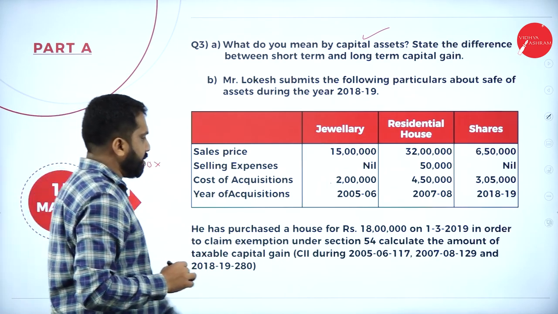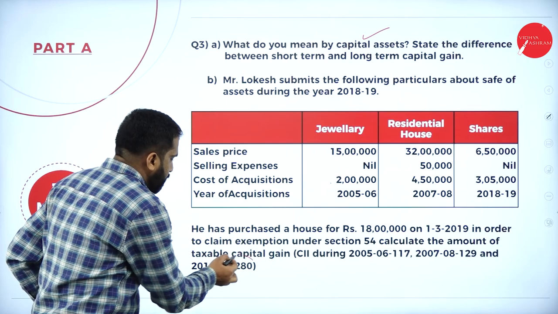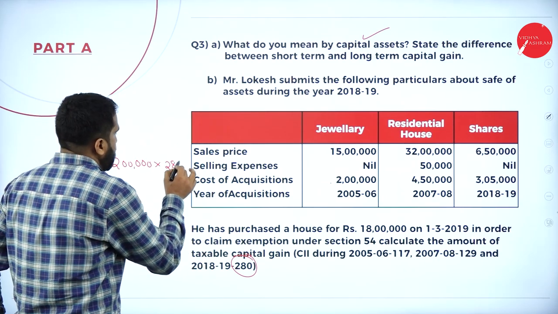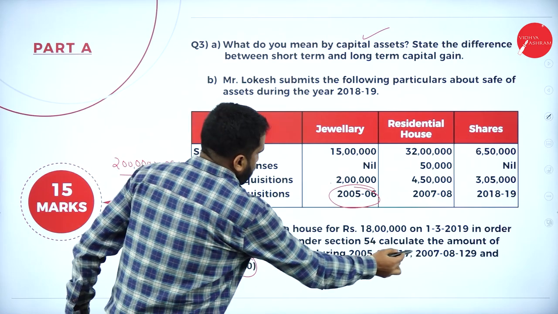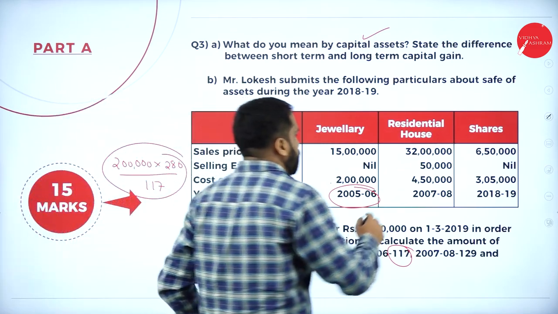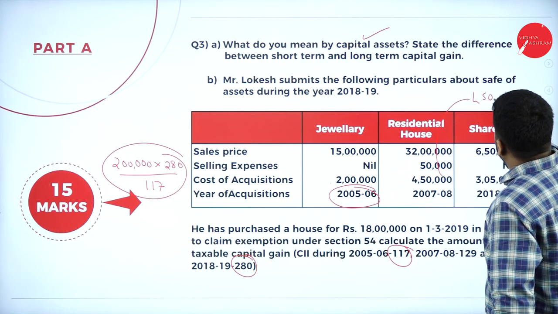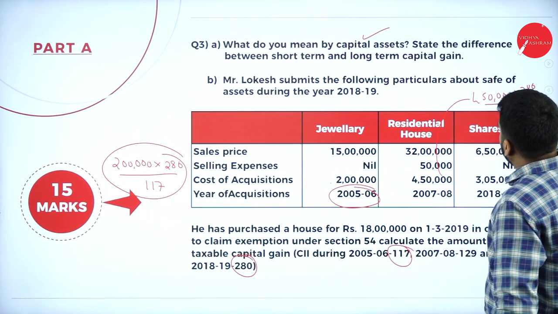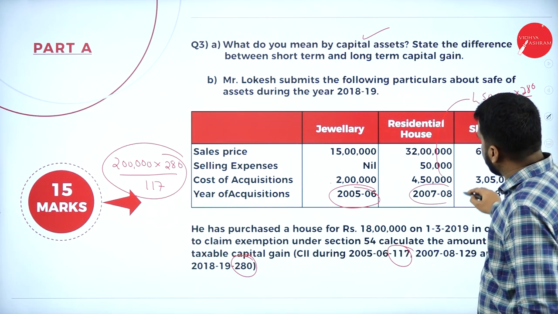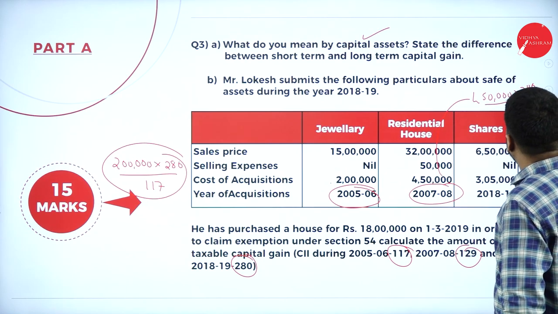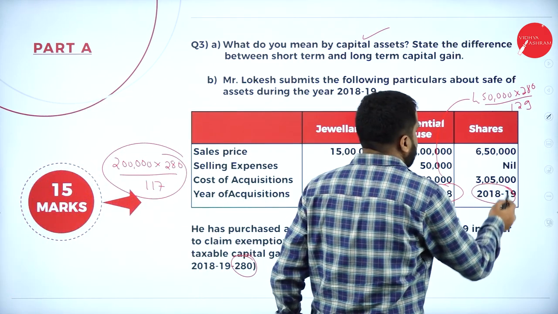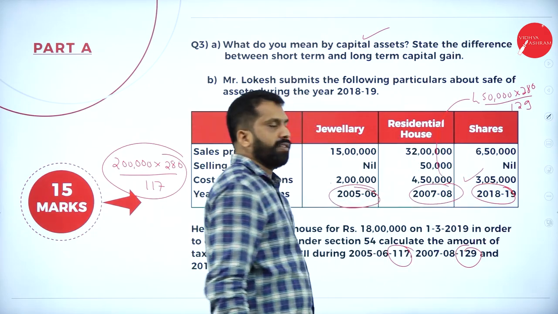2 lakh multiplied with, what is the current year? They have given 280. This is 1819, but we are doing 1920. Remember, here I'll take 280. When it was purchased, 5 and 6. 5 and 6 is 117. This is your cost of acquisition. I'll come for this one, 4 lakh 50,000 into 280 is common. This is for last year. This year you are not taking 280 and divided by when it was purchased, 78. 78 is 129. This is your cost of acquisition because it is a long term. And the last one, purchased on 1819 means it is a short term. So this will be your cost of acquisition.